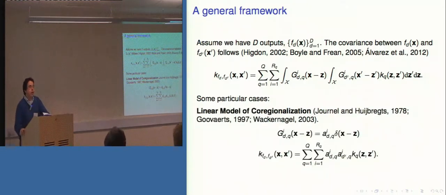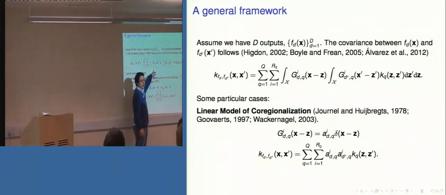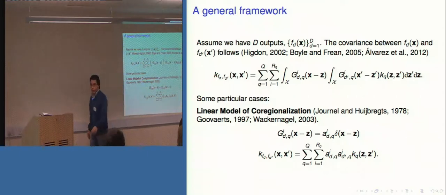Isn't this the Green's function that Simon talked about before? Since when I look at this equation, we call that. Yeah, so these G_d,q,i are Green's functions. But you can do very simple models out of this one. Like, for example, saying that this G is a delta function this way. If that happens, then you get this model here.